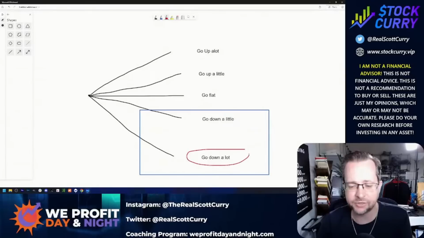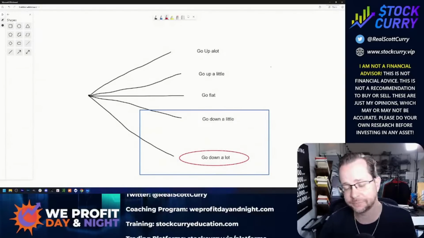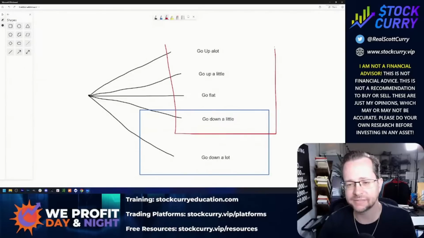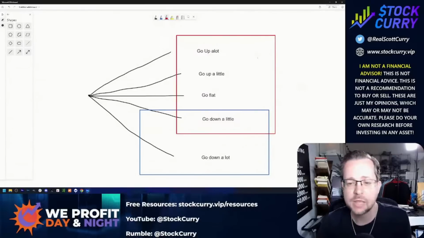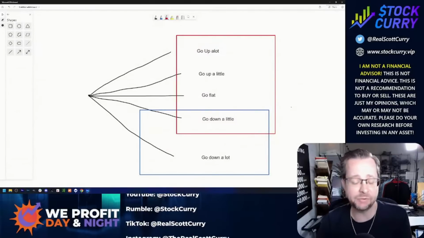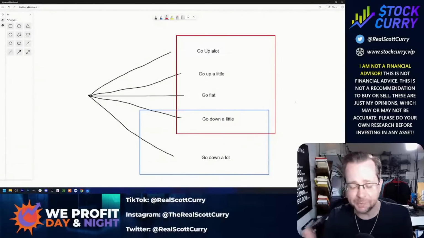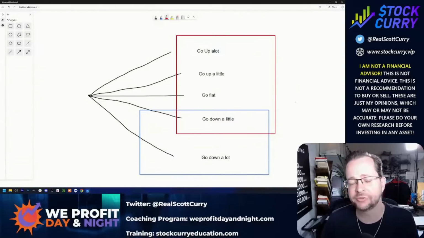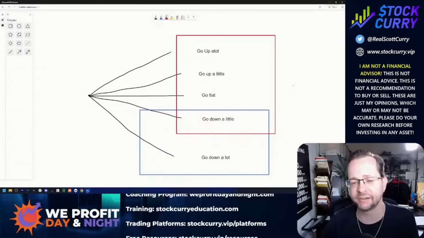Well, if I buy a call option, I only make money in 1 scenario, and that's if the stock goes down a lot. What if I sell a put option? Well, if I sell a put option, now I'm making money in 4 scenarios. I make money if the stock goes up. I make money if the stock trades flat. I even make money if the stock goes down a little. So if I just buy a single put option, I'm only going to make money in 1 out of 5 scenarios. But if I sell that put option, I make money in 4 out of 5 scenarios.